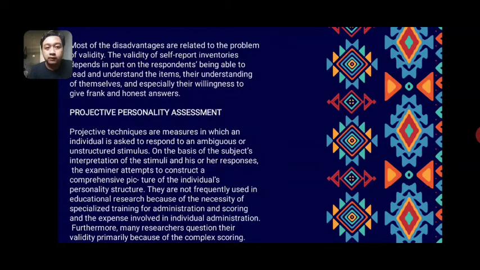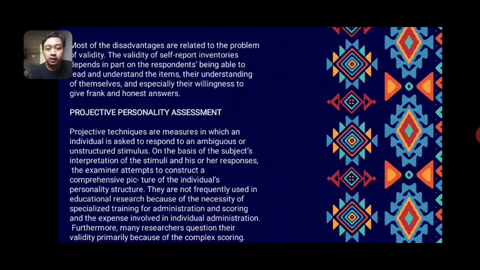I will continue this material. Most of the disadvantages relate to the problem of validity of self-report. Investigators depend in part on the respondents being able to read and understand the items, their understanding of themselves and especially their willingness to give frank and honest answers.